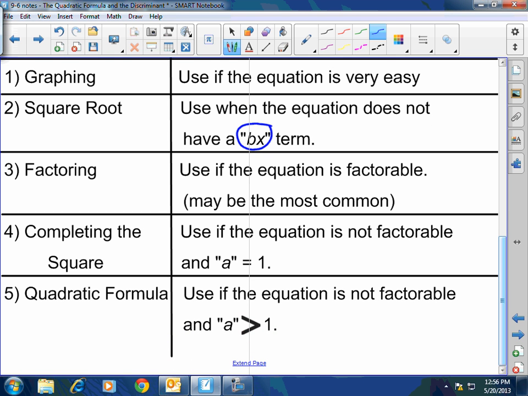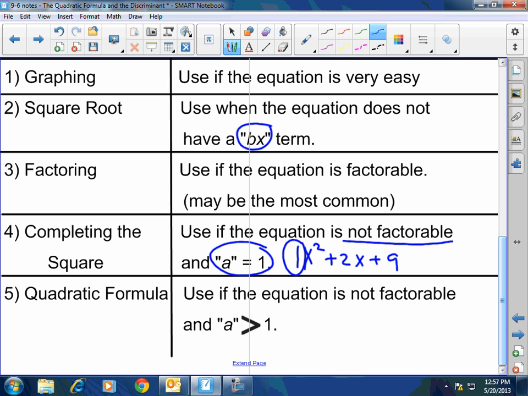Number 4, completing the square. Use completing the square if the equation is not factorable and the a is equal to 1. So for example, if I have x squared plus 2x plus 9, that is not factorable and the a is a 1. Remember that the a is the coefficient of x squared. The a is the number being multiplied to x squared. So if it's not factorable and the a is equal to 1, go ahead and complete the square.